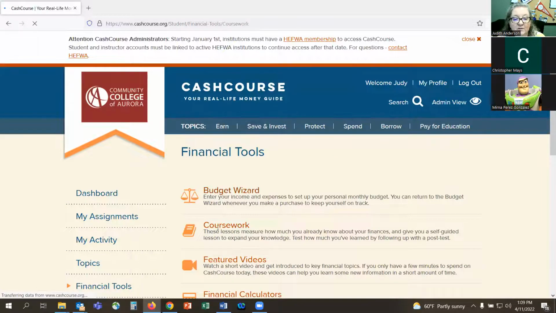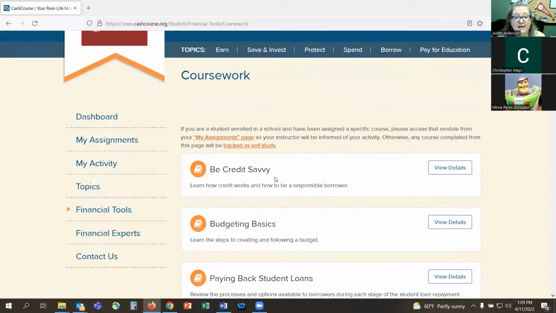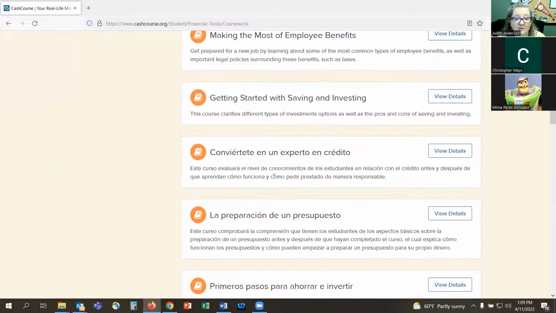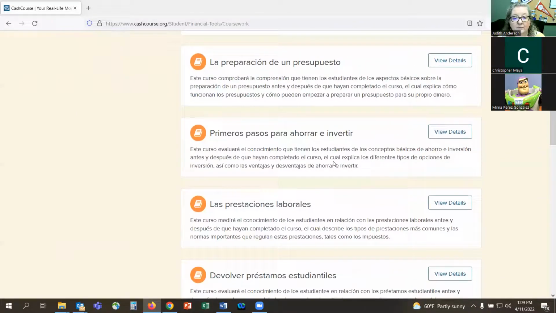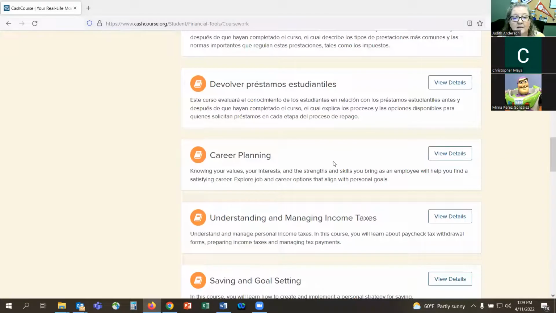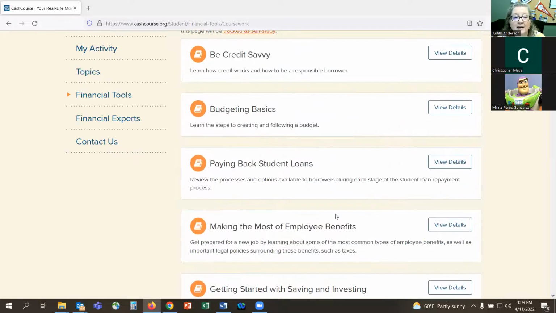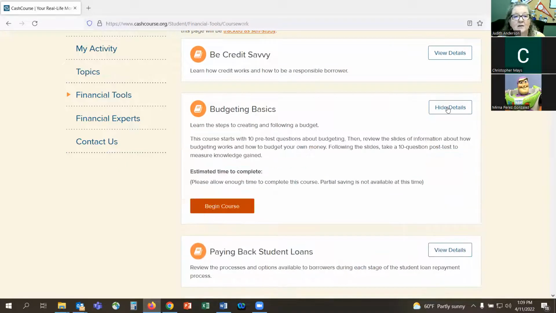And then you can go into coursework. And these are all the different topics that you could go in and learn about. And some of them are in Spanish, but they cover everything from career planning to saving and goal setting, managing your income taxes. If we go back up, budget basics. If you wanted to learn about that, you can just click on begin course.